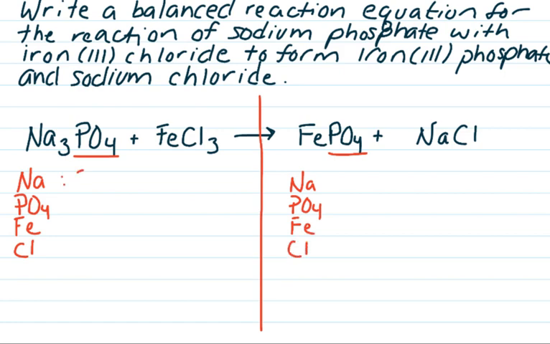If we did it this way, we have 3 sodium over here. We have just 1 phosphate. We have 1 iron 3 and 3 chlorides. Over here, we have 1 sodium, 1 phosphate, 1 iron, and 1 chloride.